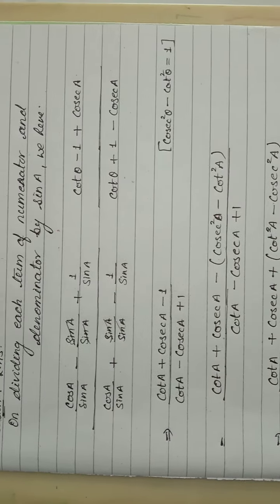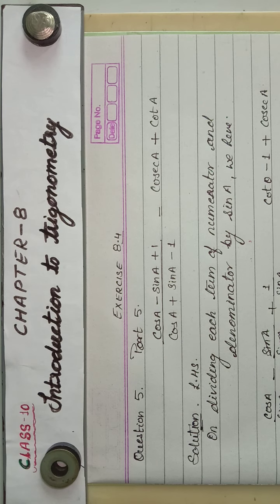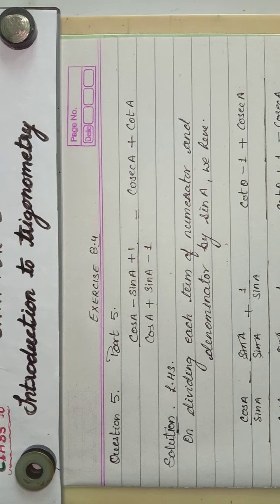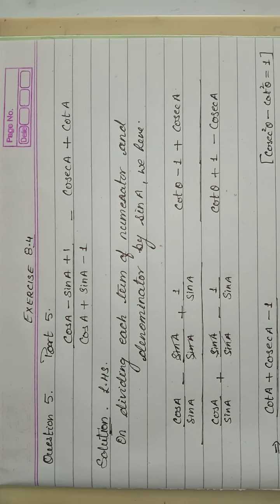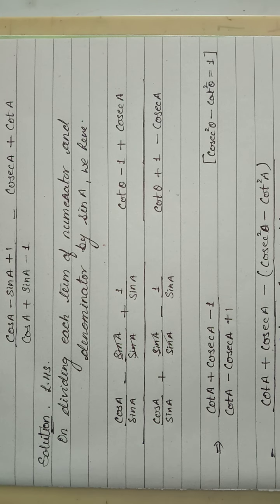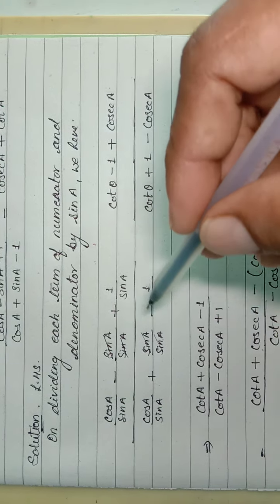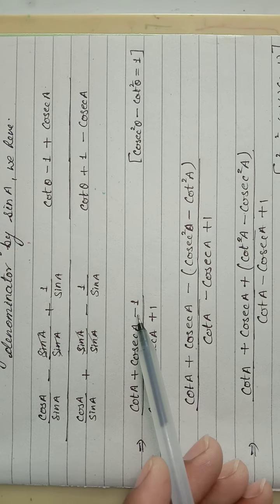If you want, you can pause the video and note down the information. This is chapter 8, Introduction to Trigonometry, exercise 8.5, question number 5, part 5 we are doing. So solution, first of all we have divided all the ratios by sin theta. By dividing all the ratios by sin theta, you can see we have this step. Then after this, 1 is converted into this form.